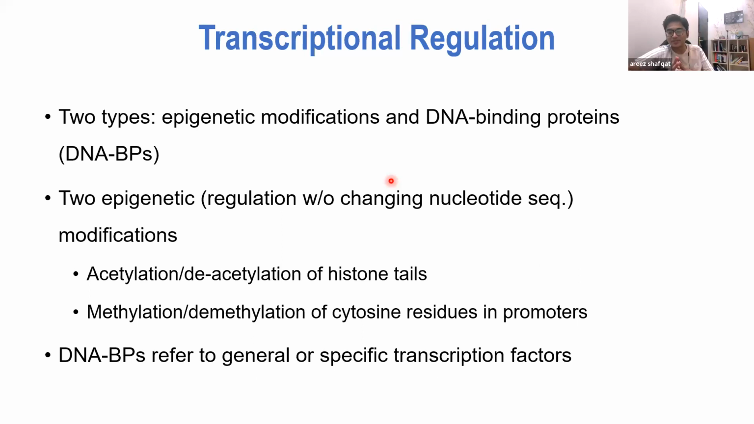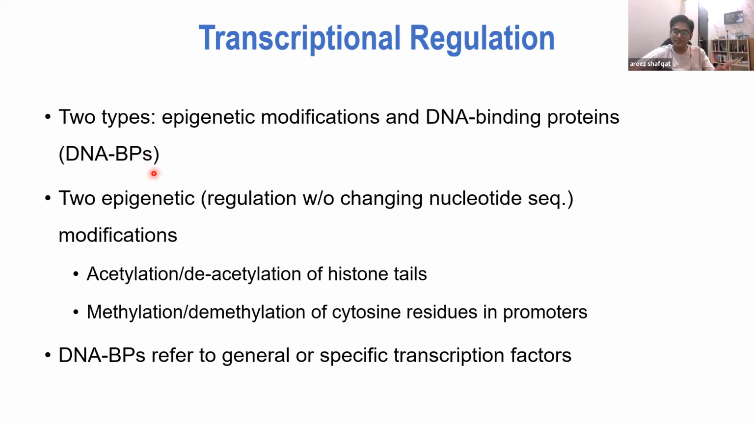There's two types of transcriptional regulation. And some of you should write this down, because it'll help you keep up with the lecture. So you have gene expression. Gene expression can be regulated transcriptionally or translationally. Transcriptionally, there's two types. One is called epigenetics, and one is through DNA binding proteins, which are transcription factors. So there's two types of transcriptional regulation.